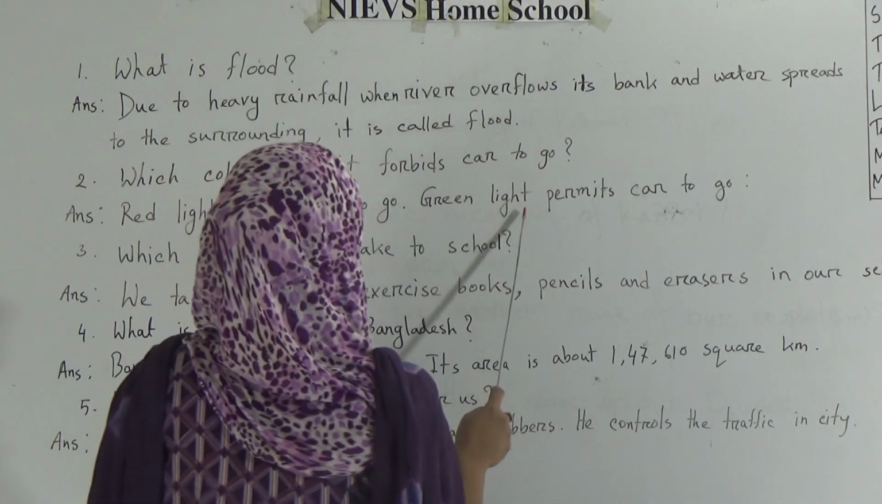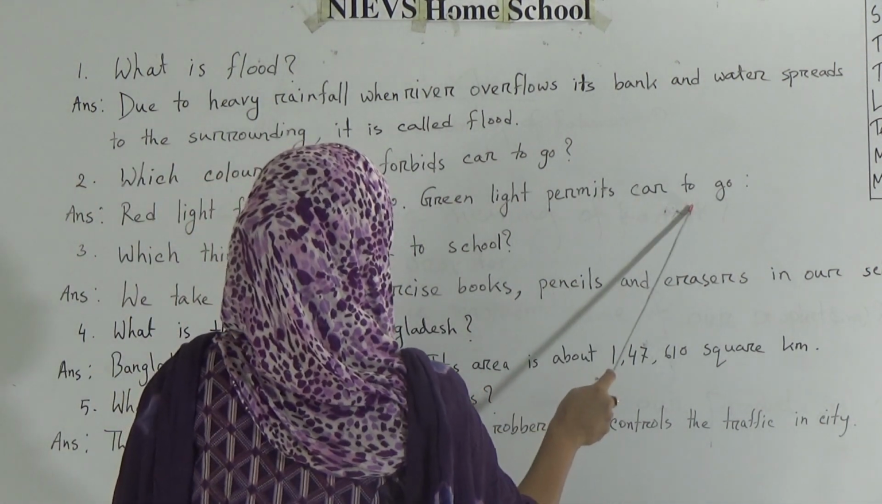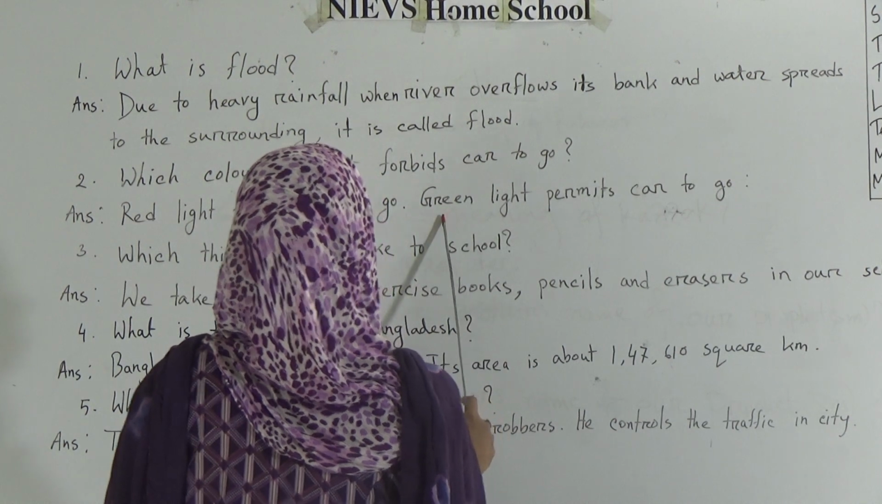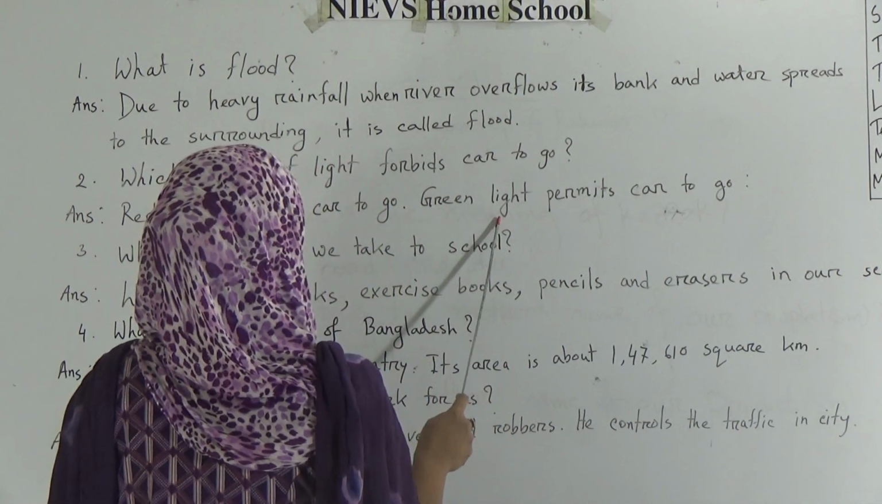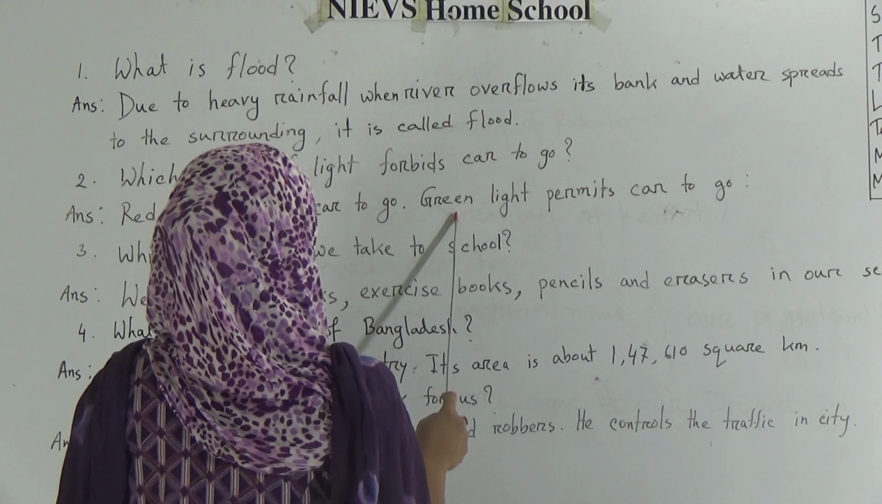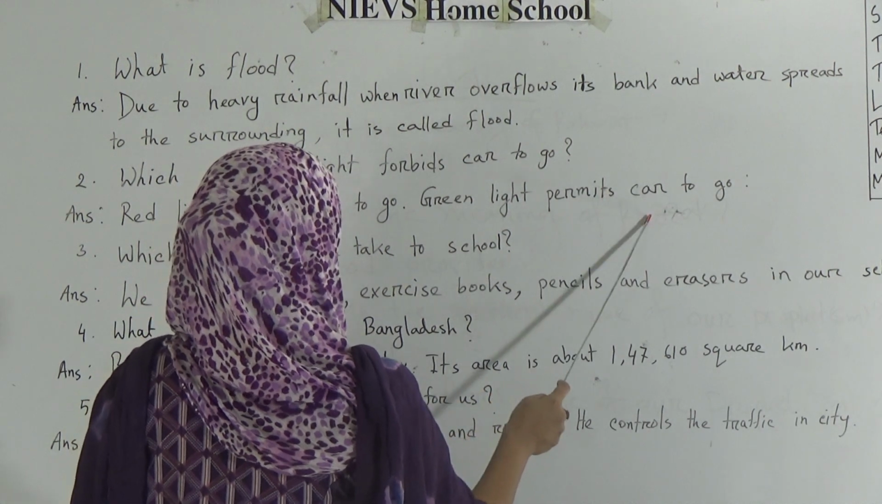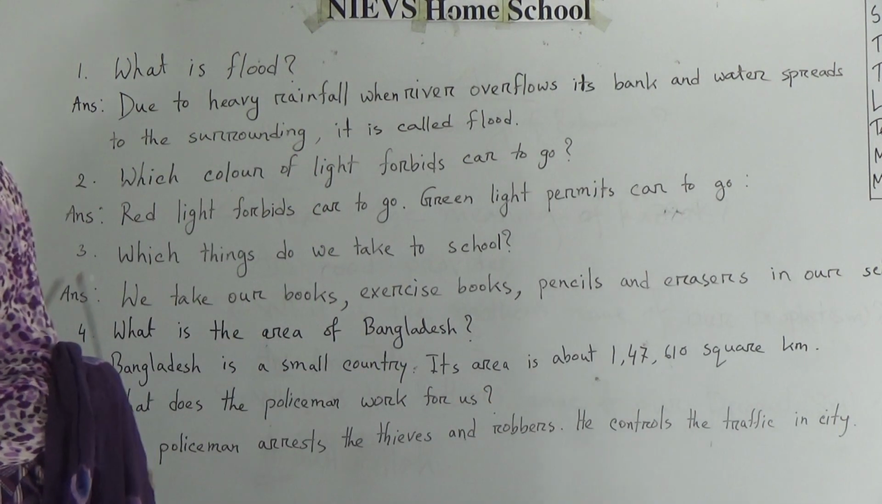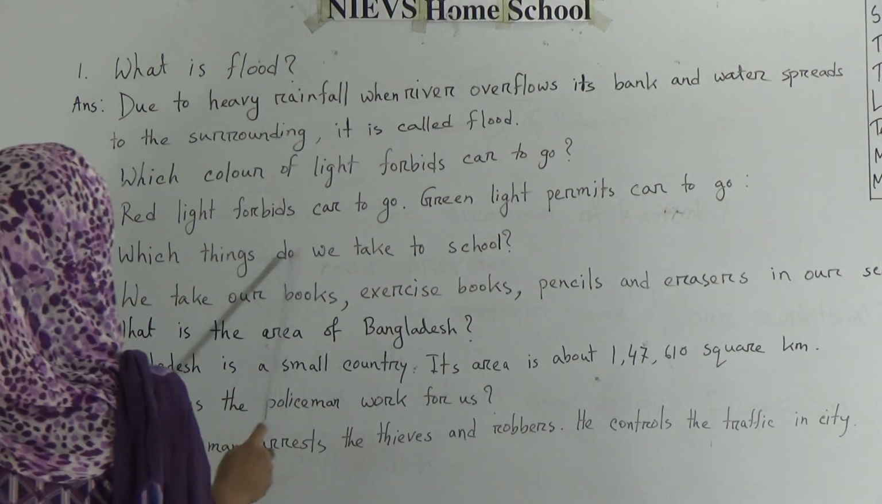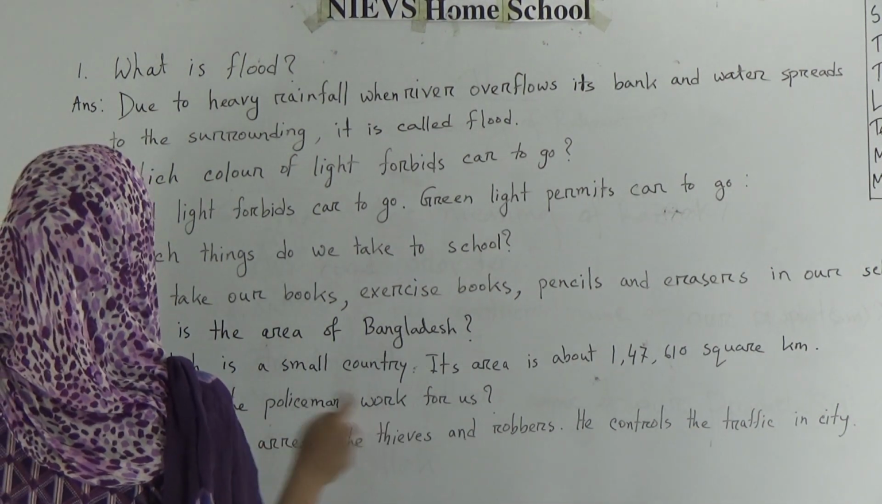Then green light permits car to go. That means when we see green color light in a traffic signal, then our car or any kind of vehicle can go. Then number 3, which things do we take to school?